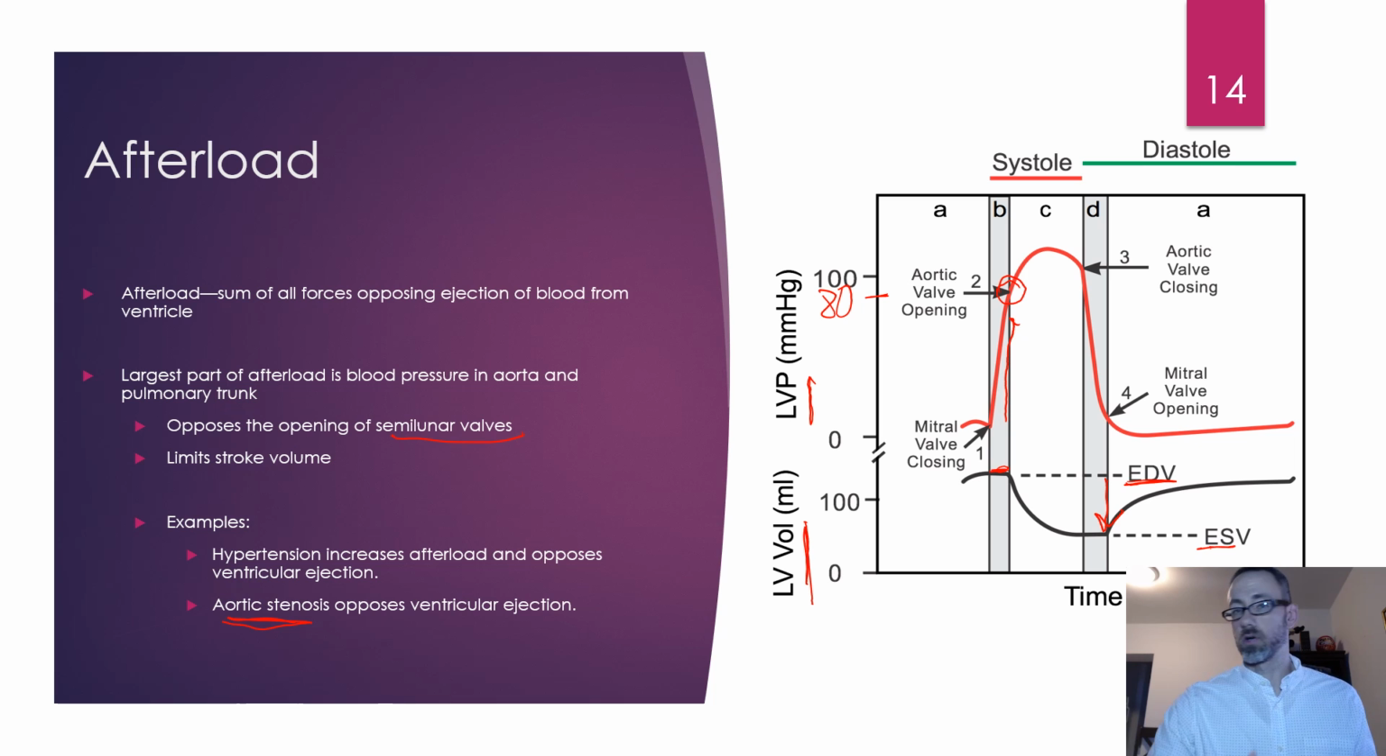We have to overcome 80 millimeters of mercury, which is the afterload under normal conditions. Someone with hypertension, that pressure that we have to overcome may not be 80, it might be 100 or 110. So we have to generate even more force just to open up the aortic valve. At that point, we've used so much energy to just open up the valve that we eject even less. So the total volume that we eject could be less than 70 mils.